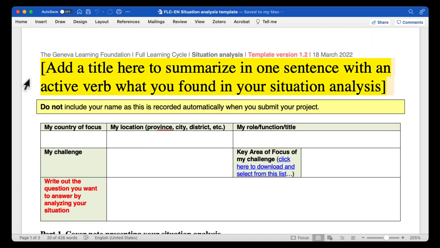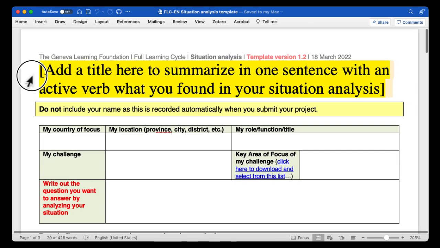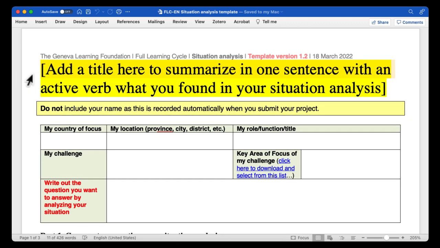Now, the funny thing is we see many really brilliant immunization technical people who do a great situation analysis, and they forget, this is highlighted in yellow, to add a title to summarize in one sentence with an active verb what you found in your situation analysis. So make sure you change this. Don't leave it as is. You don't need to put your name.